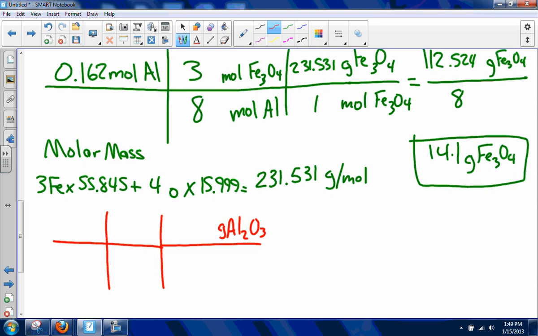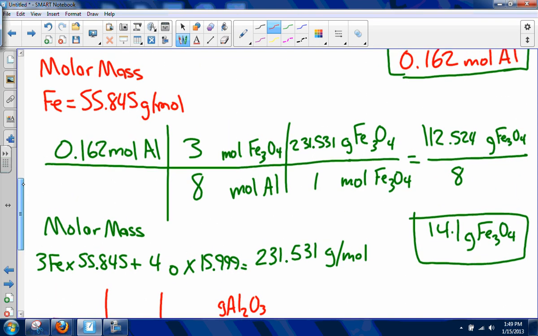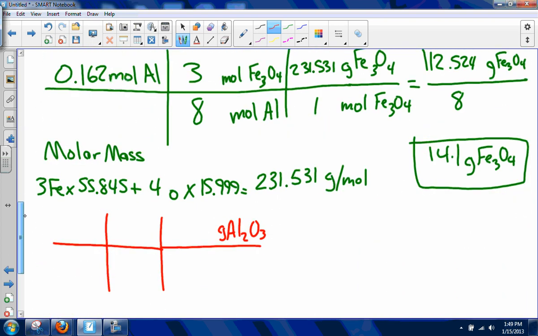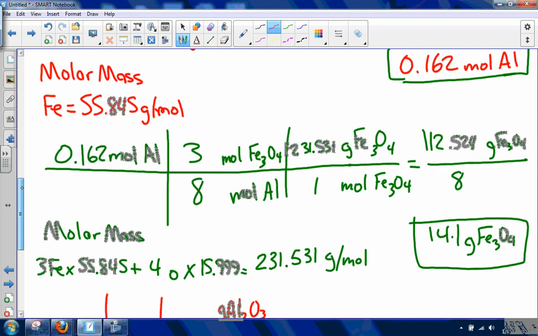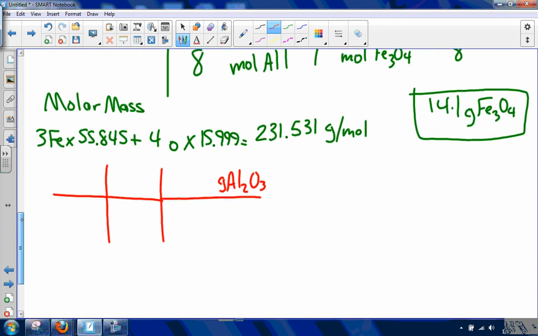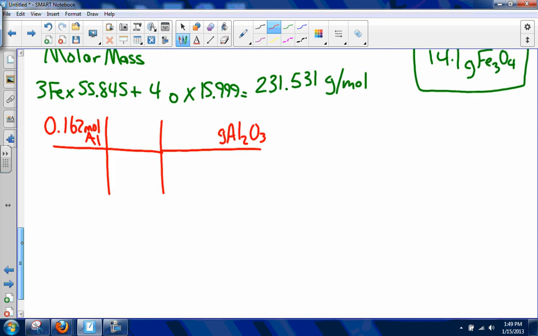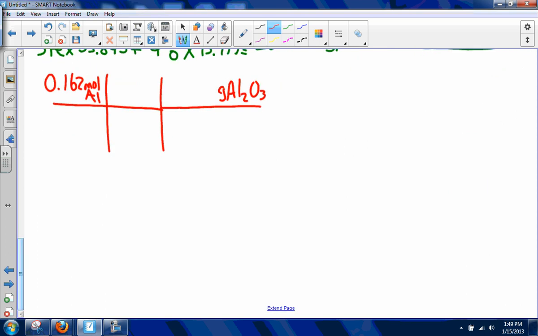Now, the other question is, where do I want to start? Because I've got a lot of things I've calculated. I can start with how many grams of iron oxide I had. I can start with grams of iron. I could start with lots of things. Which one do I want to start with, though? I like starting with moles because it makes it to where it's just a two-step problem. So I'm going to start with 0.162 moles of aluminum again. So I know how many moles of aluminum I have, right? I'm going to use that one.